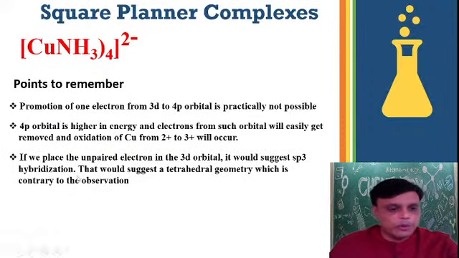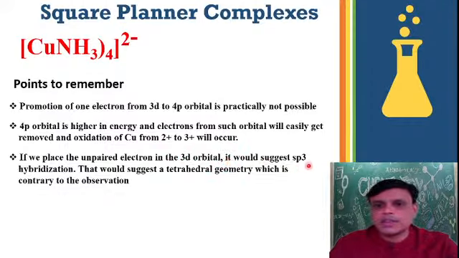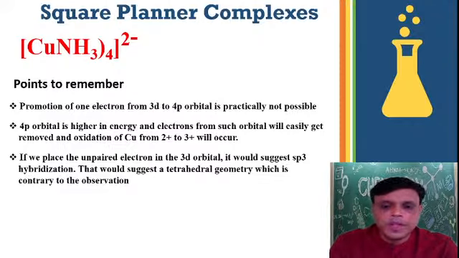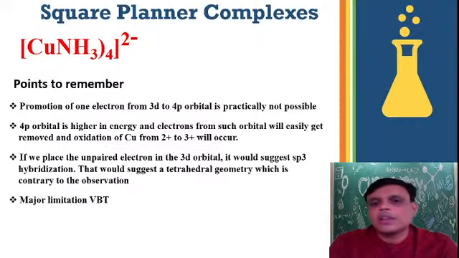Then the third point: if we place the unpaired electrons in the 3d orbital, it will suggest sp3 hybridization, which I have already told you. That will suggest tetrahedral geometry, which is contrary to the observation, because the observed geometry of this complex is square planar. So this is the major limitation of valence bond theory.